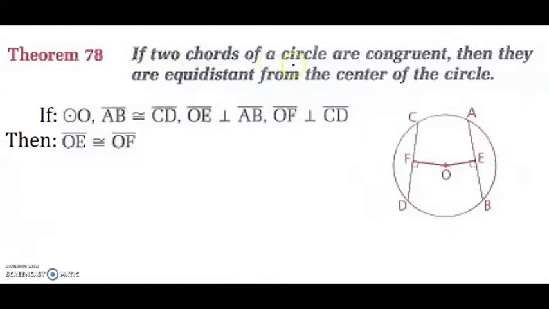If two chords of a circle are congruent, then they are equidistant from the center of the circle. So we're given circle O. If AB is congruent to CD and OE is perpendicular to AB, OF is perpendicular to CD, then we know OF is congruent to OE.